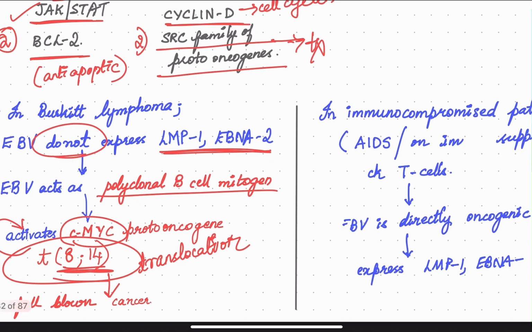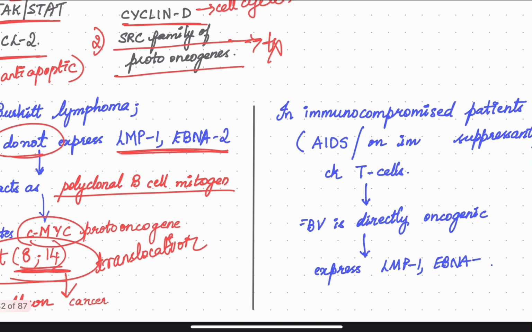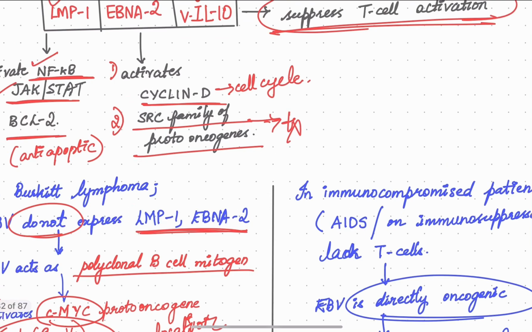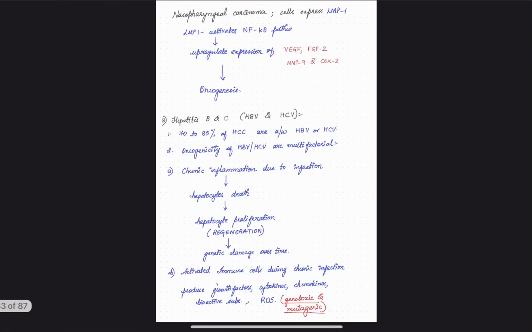In immunocompromised patients like AIDS, and those patients on immunosuppressants, for example, patients receiving immunosuppressants to prevent graft versus host rejection, such patients lack T cells. So the Epstein-Barr virus in them is directly oncogenic. Directly oncogenic means they express LMP1 and EBNA2, the functions we have seen earlier, to cause cell cycle progression.